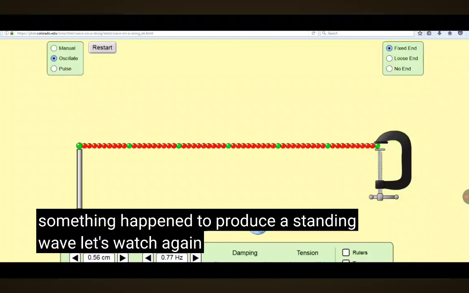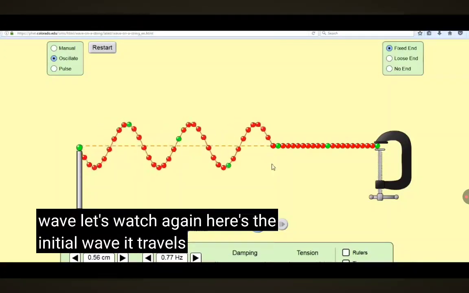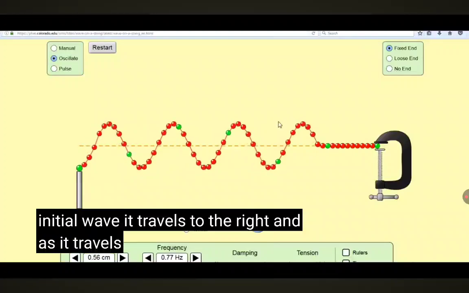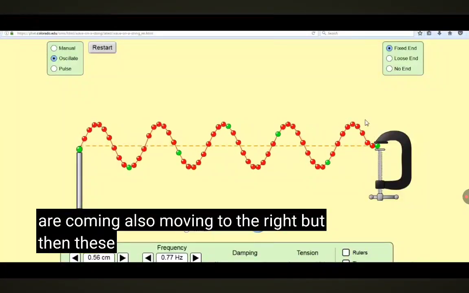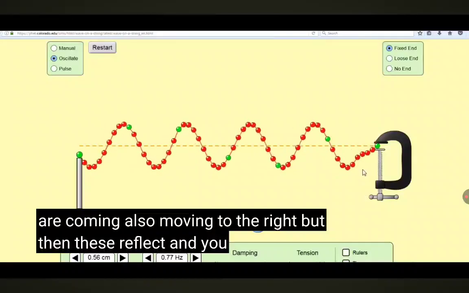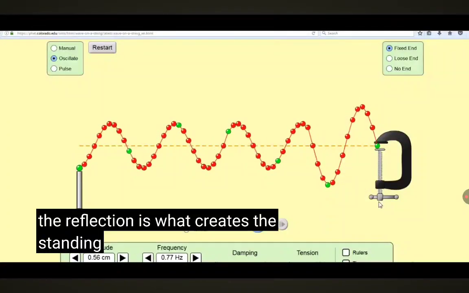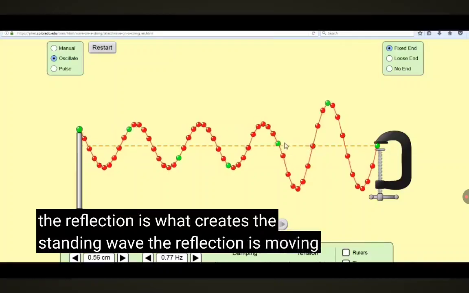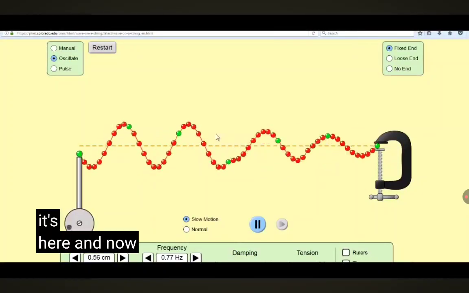Let's watch again. Here's the initial wave. It travels to the right, touching the rigid surface. Once it goes to the right end, it comes back. As it travels to the right, more waves are coming, and these reflect. Once the reflection comes back, it will create a stationary wave. You see, the reflection is moving across the screen. Can you see it now? It's not progressing anymore.